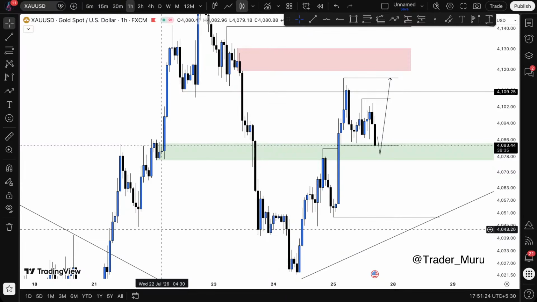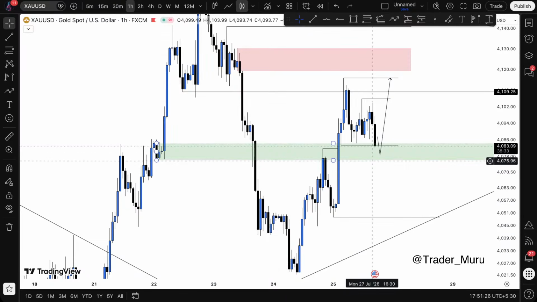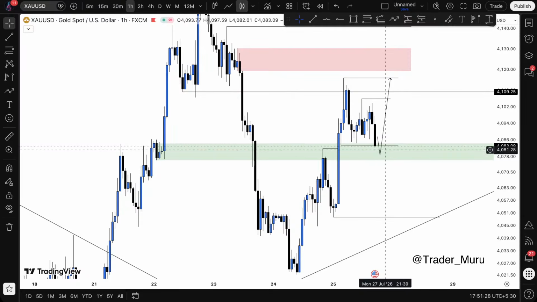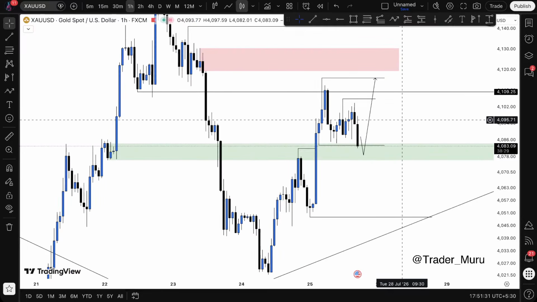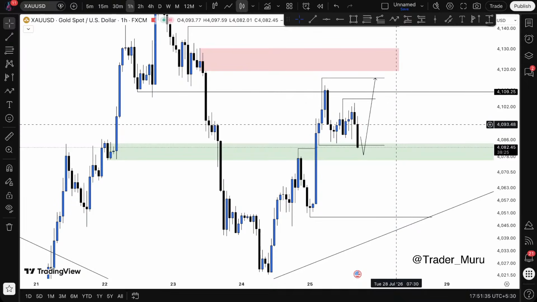What will be the news effect? Right now, it is looking like it will affect the bullish side. But if you are asking me about FOMC news, then it will be bearish for gold.